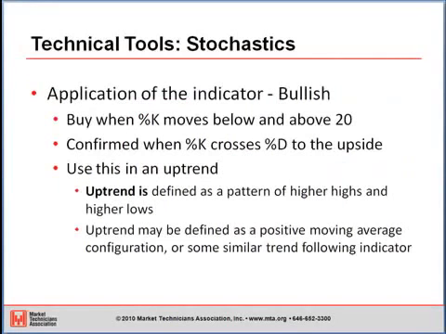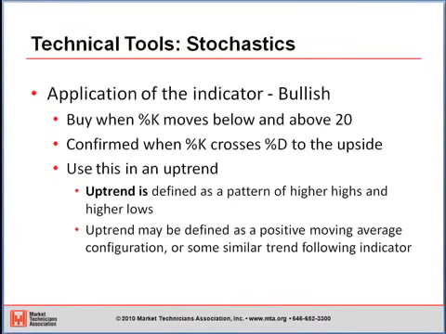Okay, application of the indicator in a bullish sense. In its most pure sense, one wants to buy when %K moves below and then above the 20 level on the stochastic oscillator chart. The confirmation that it's a good buy signal is when %K then crosses %D to the upside. One must use this methodology in an uptrend only, i.e. when the market is making a pattern of higher highs and higher lows.